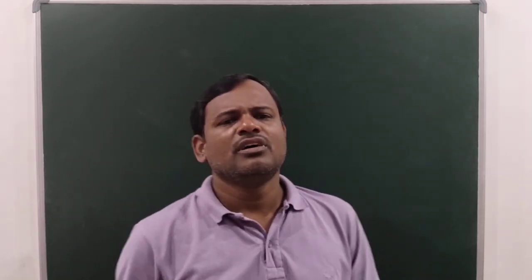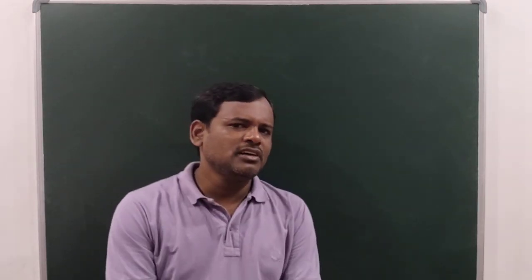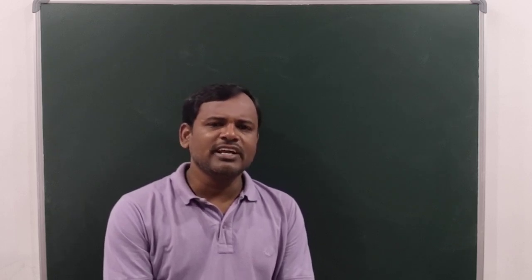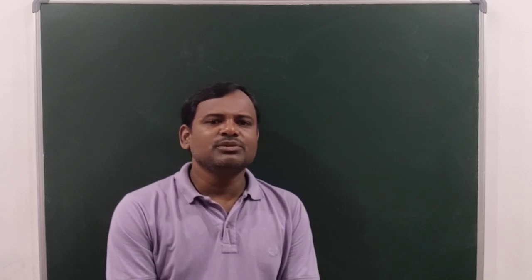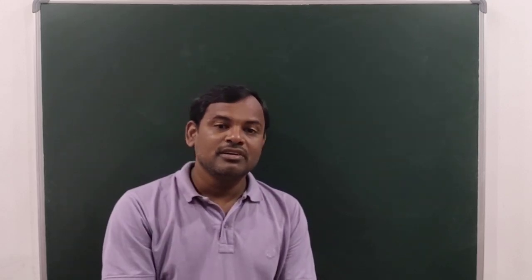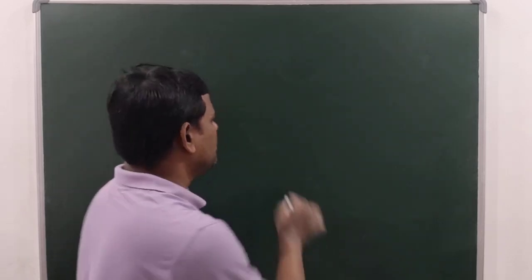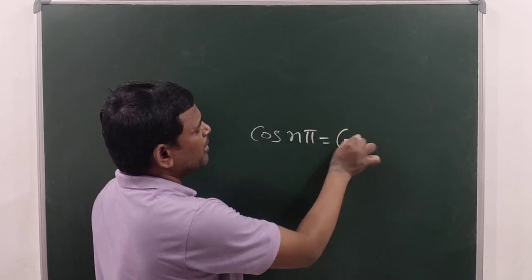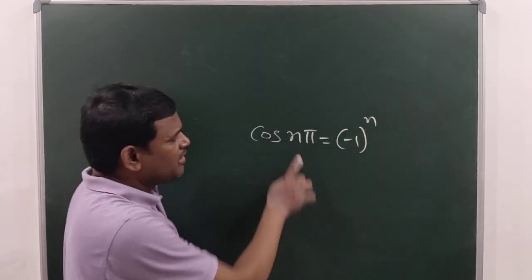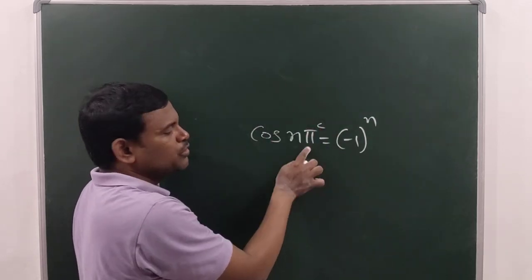Next, okay, in my previous classes, I taught you the graphs of trigonometric functions: sine, cos and tan. There, I gave you where those ratios attain maximum and where they attain zeros. So for those values, please go through that class. In it I gave you answers like cos of n pi equals minus 1 whole power n. Cos of n pi radians, pi radians means 180 degrees.